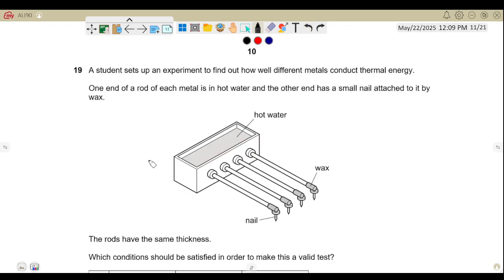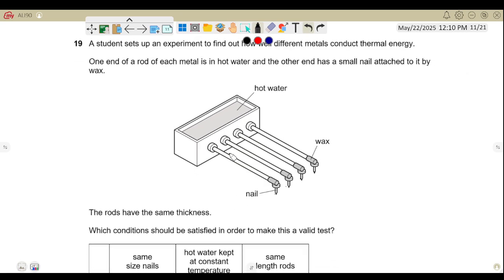The 19th question. A student set up an experiment to find out how well different metals conduct thermal energy. One end of each metal rod is in hot water here, and the other end has a small nail attached to it by wax. This is wax, and those are the nails attached to these different types of rods.